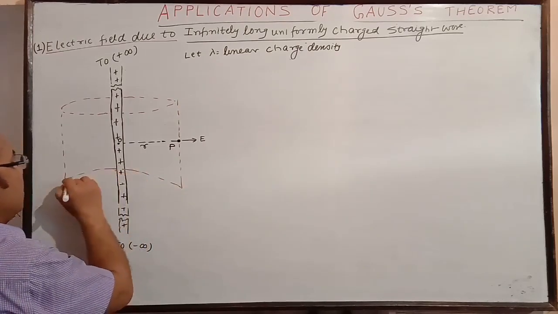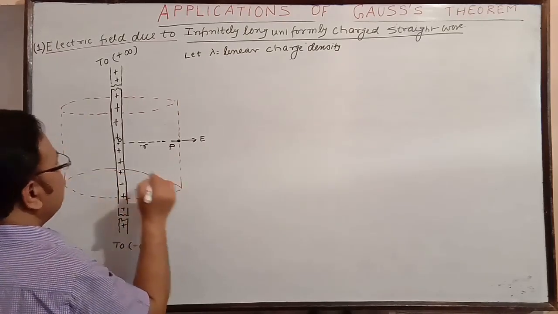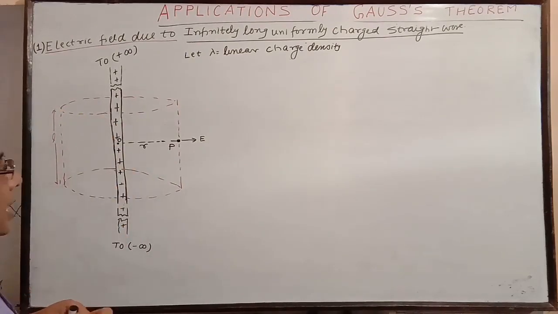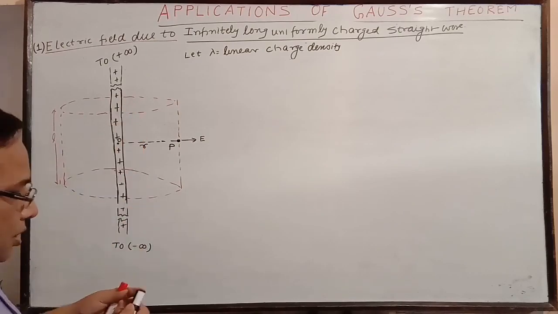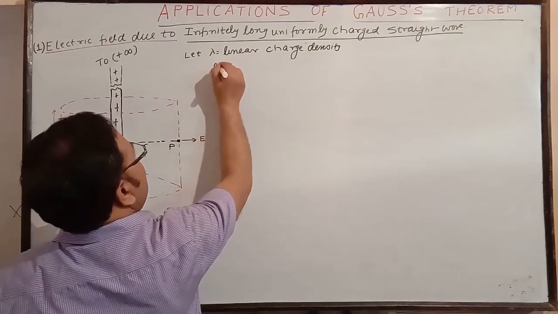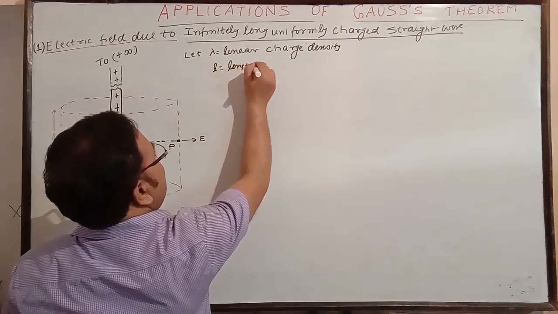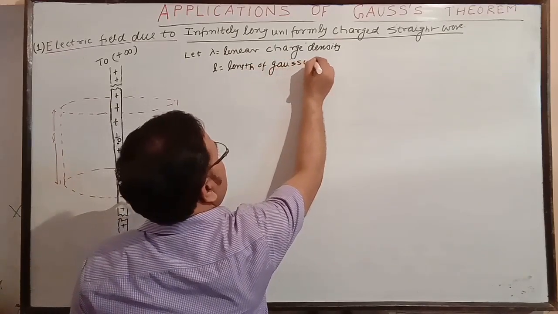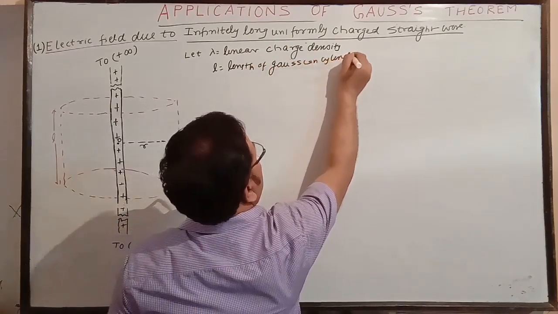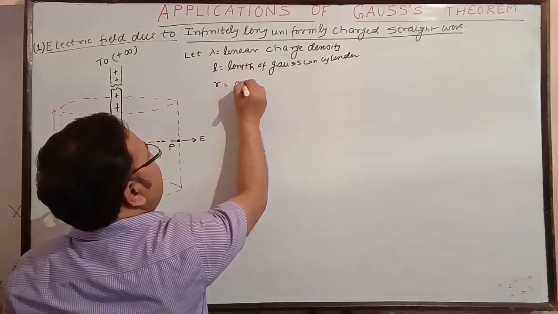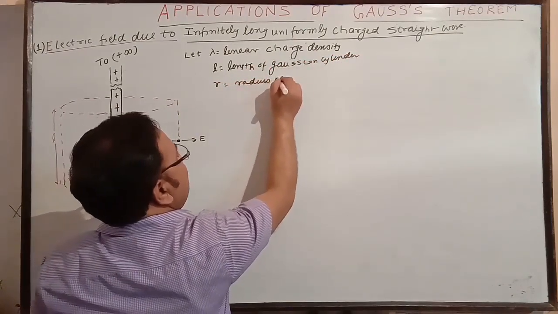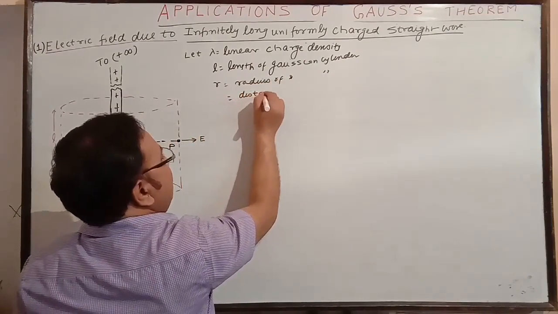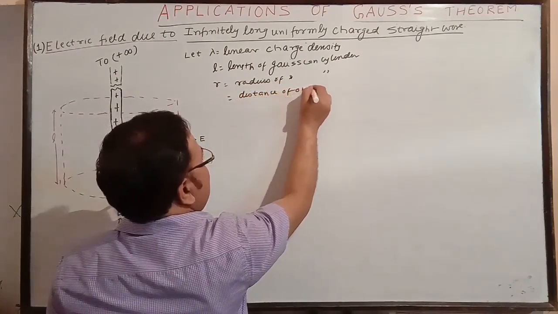like this. This length L encloses certain charge that can be determined with the help of this. So here L is the length of Gaussian cylinder and r, either you write radius of Gaussian cylinder, or it is also equal to distance of observation point.